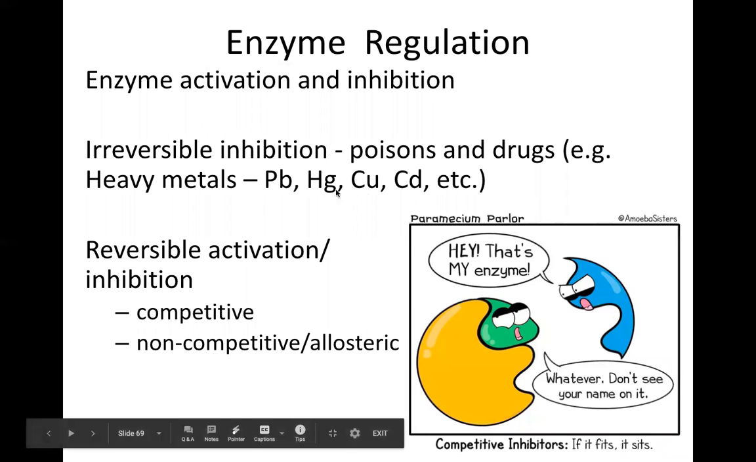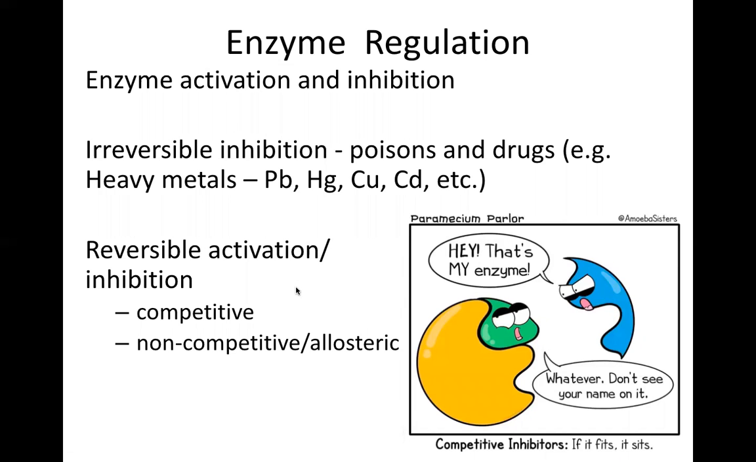But this is not what we're interested in. We're interested in reversible inhibition. Reversible inhibition and reversible activation, because this is what allows a living organism to regulate its chemical reactions by regulating the activity of its enzymes. Now, inhibition can be either competitive or non-competitive, and another term for non-competitive is allosteric. And I'll explain in a second what that means.